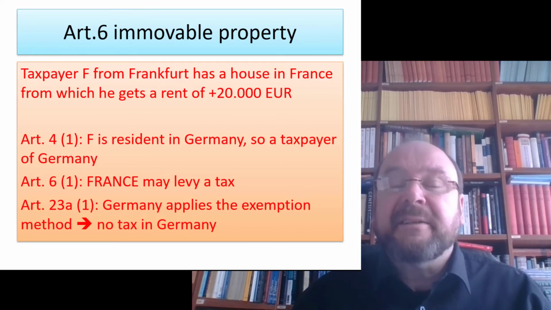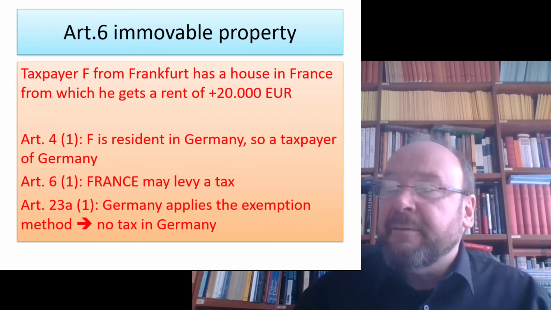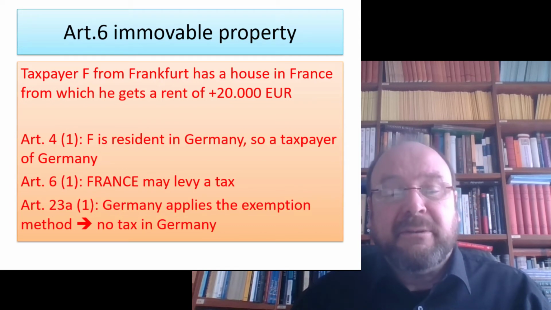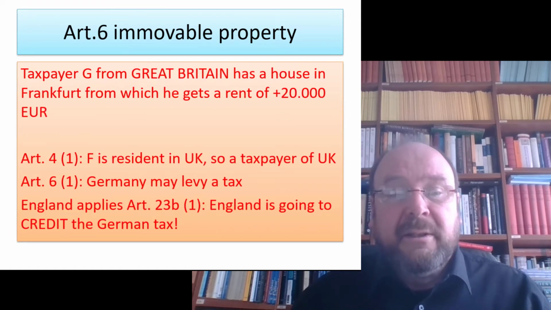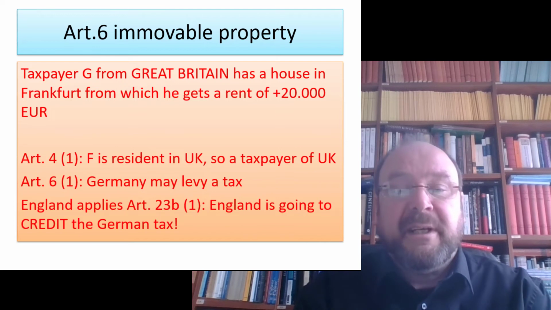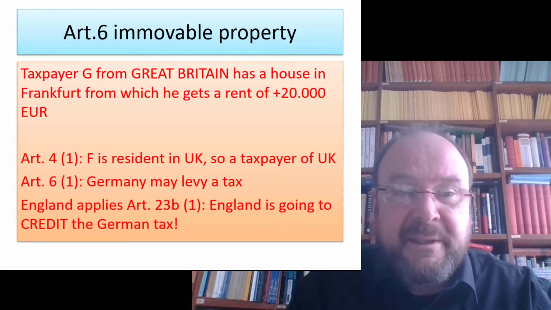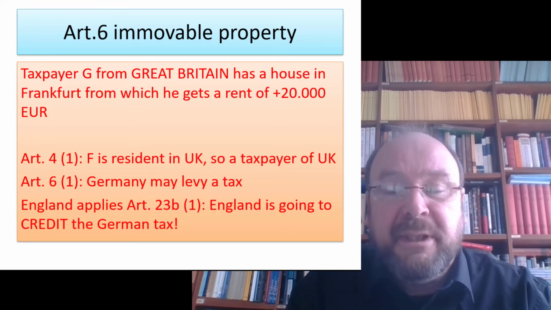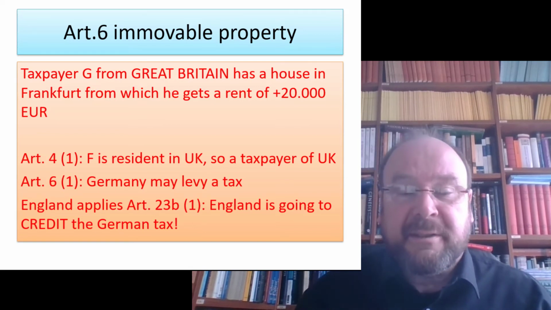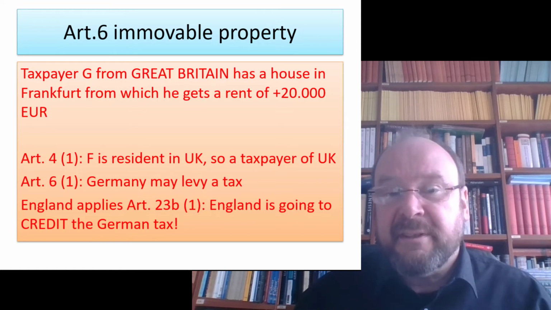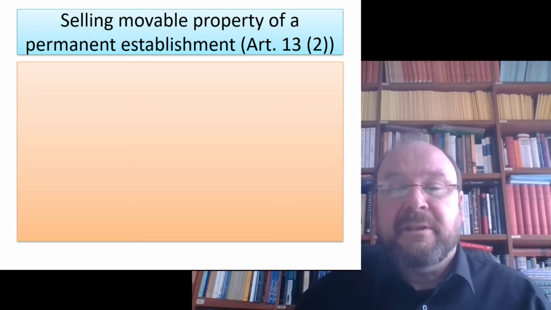Just to illustrate how things would work, let's imagine taxpayer F from Frankfurt has a house in France from which he gets a rent of 20,000. Then F is resident in Germany, 4.1. France may levy a tax, 6.1, and the German reaction would be Germany applies the exemption method, so no tax in Germany. G from Great Britain has a house in Frankfurt from which he gets a rent of 20,000. G is resident in GB, so taxpayer of GB. Germany may levy a tax as source country. GB reacts by Article 23b, so England gives the credit method. That would be the simple way how it can be construed.